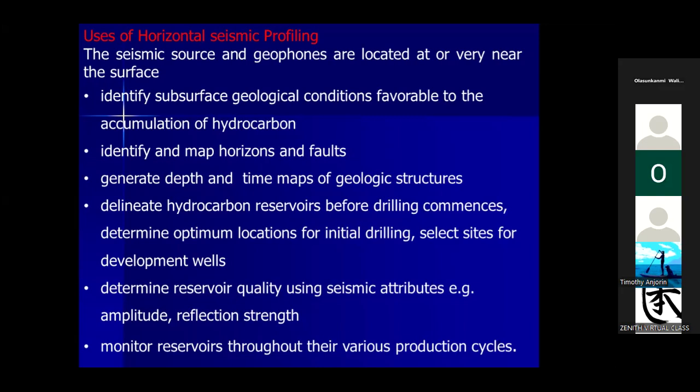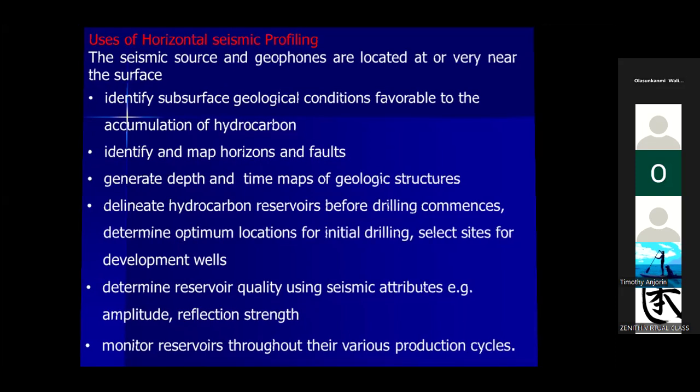So it helps us to delineate the hydrocarbon reservoirs before drilling commences. It enables us to locate the optimum location that will enhance our hydrocarbon production. It determines reservoir quality using seismic attributes. And it can also help us to monitor our wells. Even when we have started production, the seismic method could be used to monitor how the hydrocarbon is being produced from one production cycle to another.